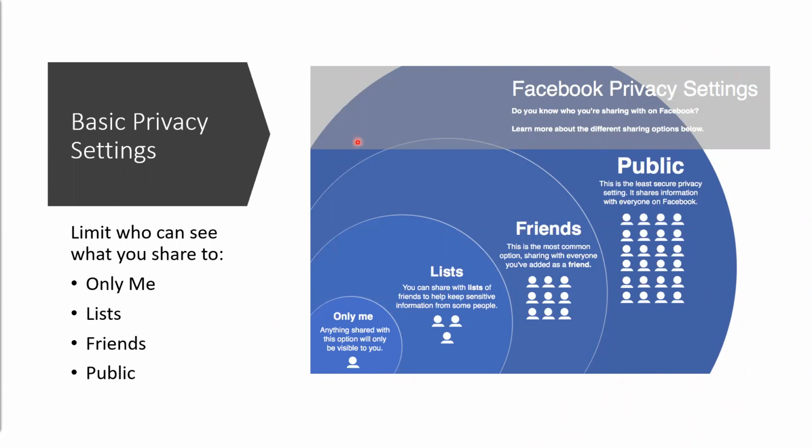And public, which is the least secure privacy setting, which shares information with everyone on and off Facebook, really. Because you don't need a Facebook account to look at someone's profile. You need an account to interact with it, to like things and put comments on it, but you don't need an account just to see what people are posting.